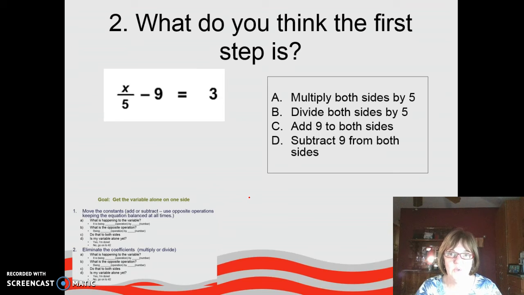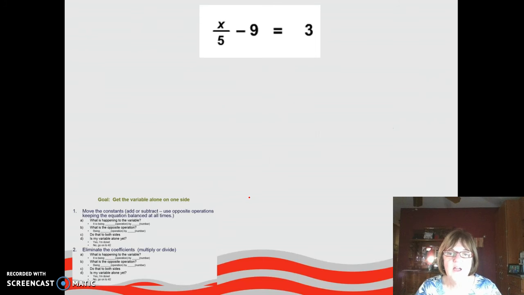Answer that question. What do we do first? Okay, I'll just tell you real quick. Hopefully you caught this. The first thing that we do is we recognize that what's happening here is it's being subtracted. 9 is being subtracted. We want to add by 9. That's our first step. So we're going to add 9 to both sides.